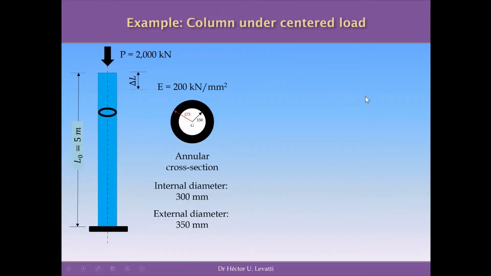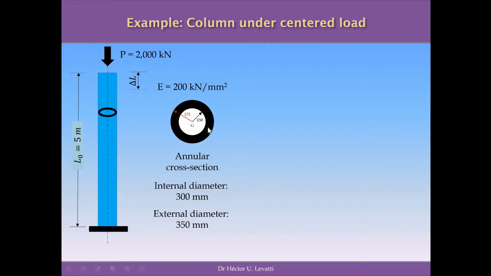In order to understand a little bit more about this concept, we're going to do an exercise now. So let's say we have a column under a center load applied in the very center of these cross sections for this column, and the cross section of this column is a particular one, an annular cross section. It is to say the cross section is only the black region in here.